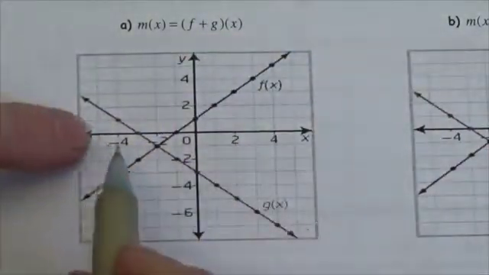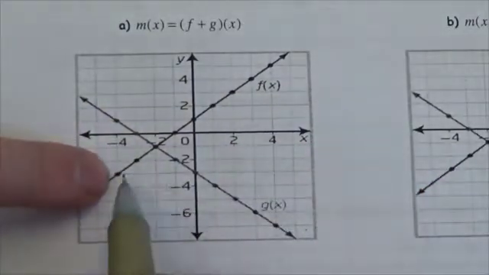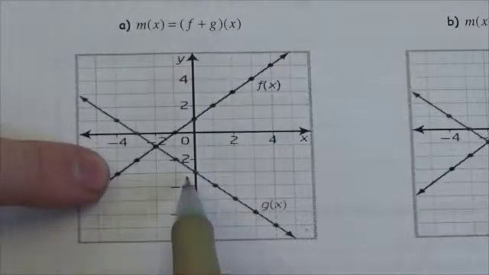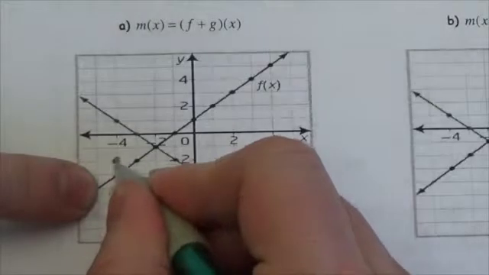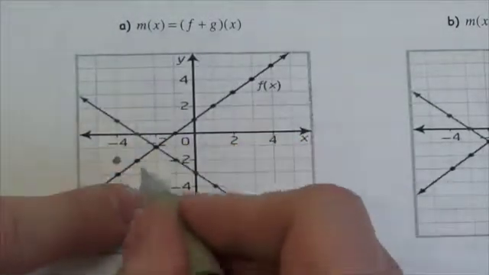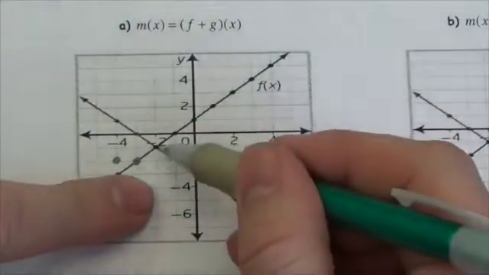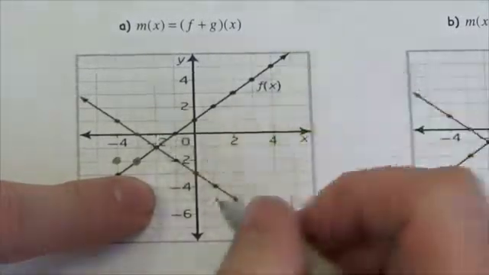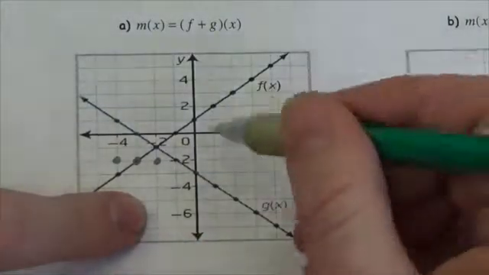So let's start over here at the left side. When x is equal to negative 4, f is at negative 3, g is at 1, negative 3 plus 1 is negative 2. Move over, f is negative 2, g is 0, add those together, I'm going to get negative 2. Move over here, for f, the y-coordinate is negative 1, for g, the y-coordinate is negative 1, add those together, I'm getting negative 2. Now I'm starting to see a bit of a pattern developing.